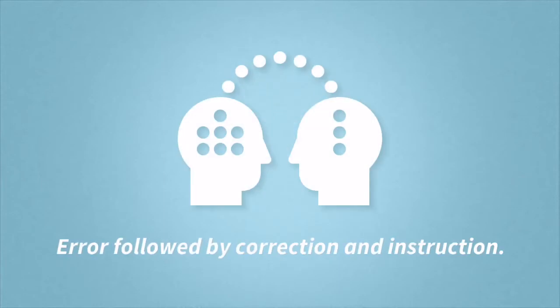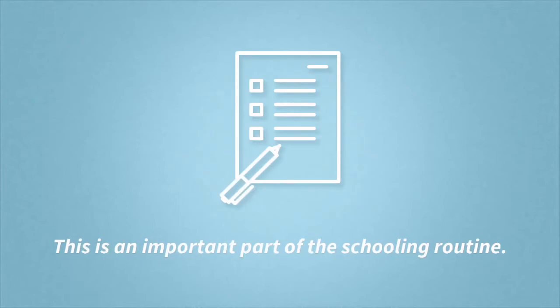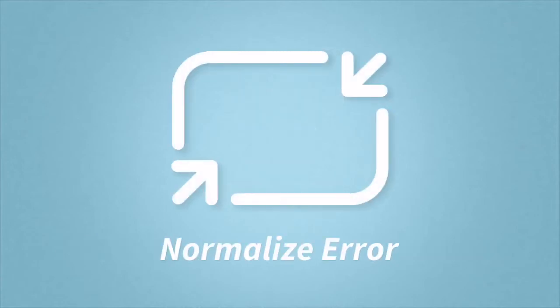Error, followed by correction and instruction, is the fundamental process of schooling. You get it wrong, and then you get it right. Getting it wrong, and then getting it right, is one of the fundamental processes for schooling. Respond to both parts of this sequence, the wrong and the right, as completely normal. If getting it wrong and then getting it right is normal, teachers should normalize error and respond to both parts of that sequence as if they were totally and completely normal.